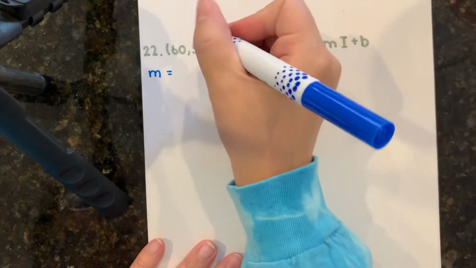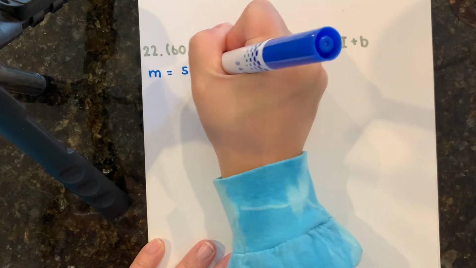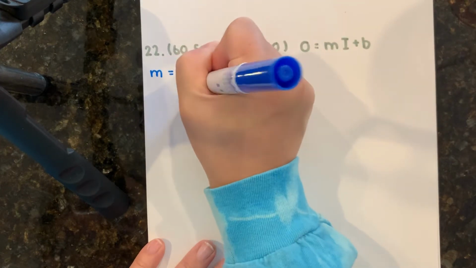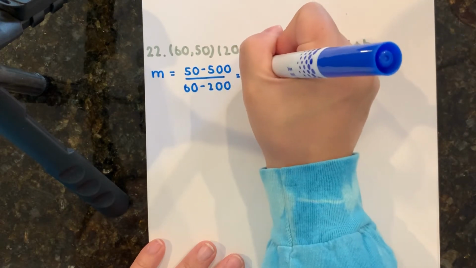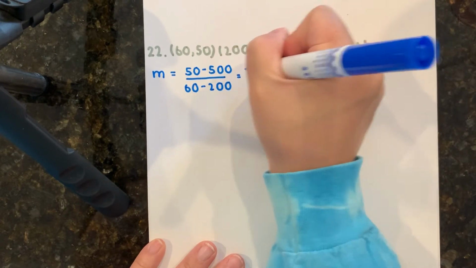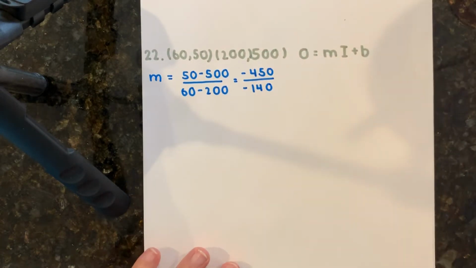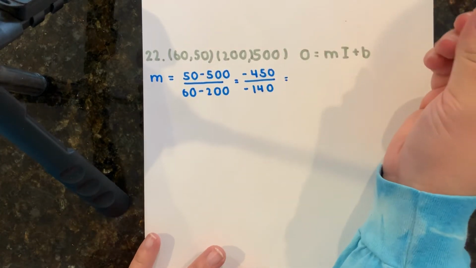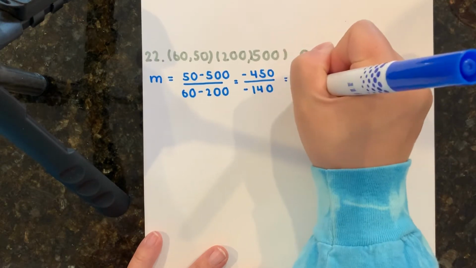So for m, it's going to be y1 minus y2, so it would be 50 minus 500 over 60 minus 200. So that would be negative 450 over negative 140, which does not come out evenly. So it would be positive 45 over 14.